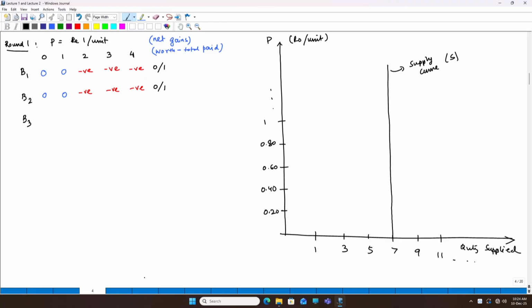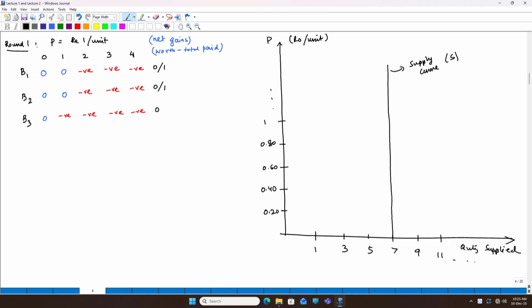So, as far as buyer 3 is concerned, notice not buying is going to give me a net gain of 0, but in all other cases, his net gains are going to be negative. So, for buyer 3, the clear-cut choice is not to buy at all, right. And as I said earlier, not buying is a perfectly valid choice for a particular buyer.